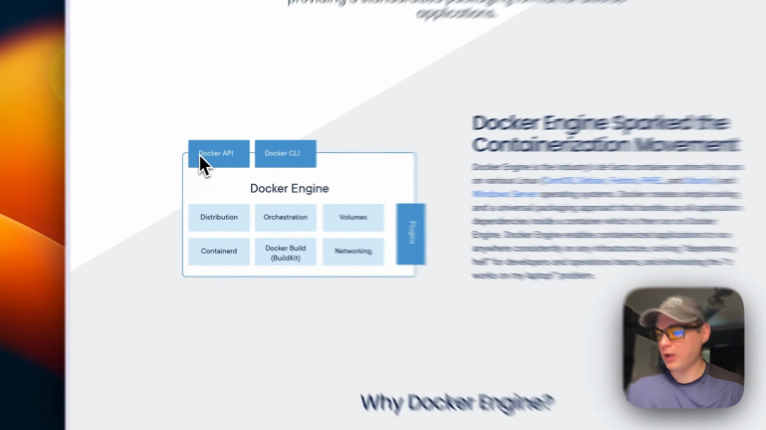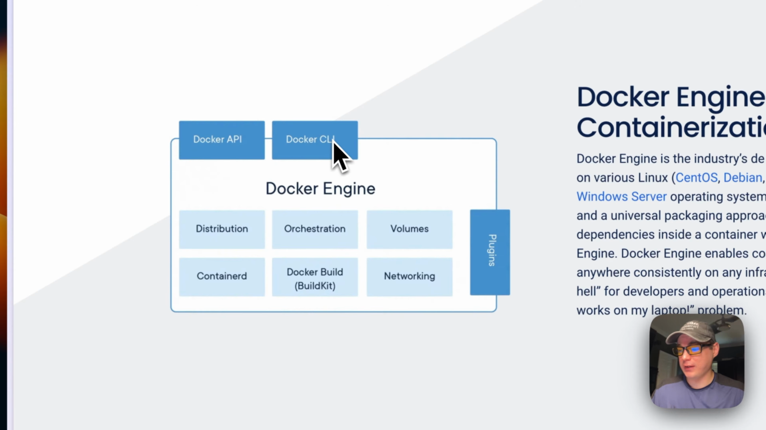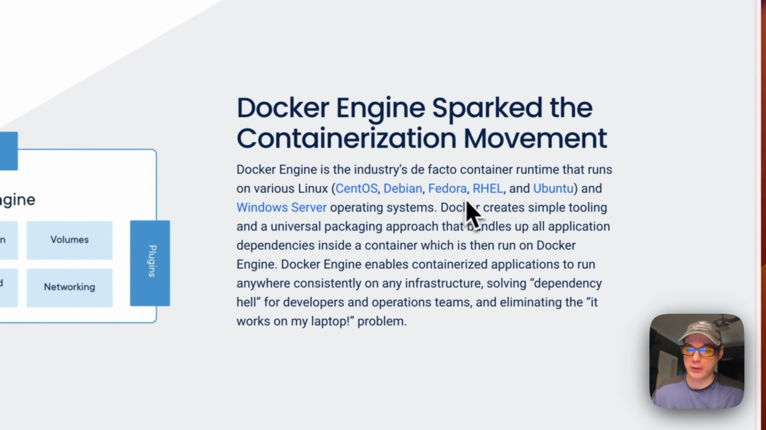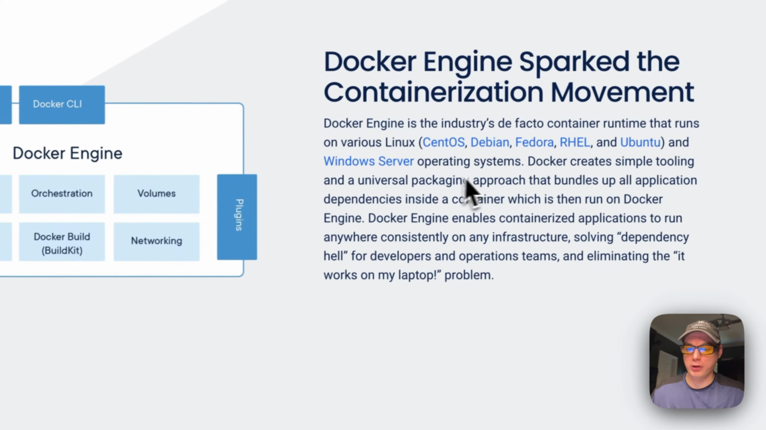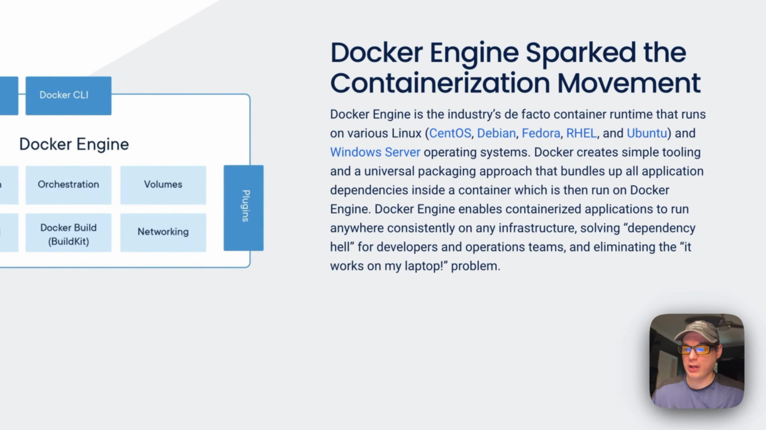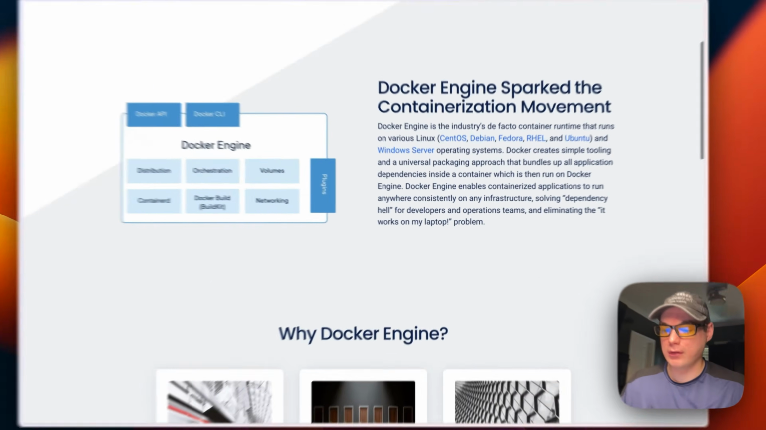So the Docker API, and then the Docker CLI, and then it's the Docker engine that runs everything, the distribution, the orchestration, the volumes that hold the data, and then the containerd runtime, and then Docker build code, and then the networking behind it, and then all the plugins. It runs on CentOS, Debian, Fedora, RHEL, Ubuntu, Windows servers, and it uses the kernel on your host. It does not start up its own kernel or anything like that, like a VM does.